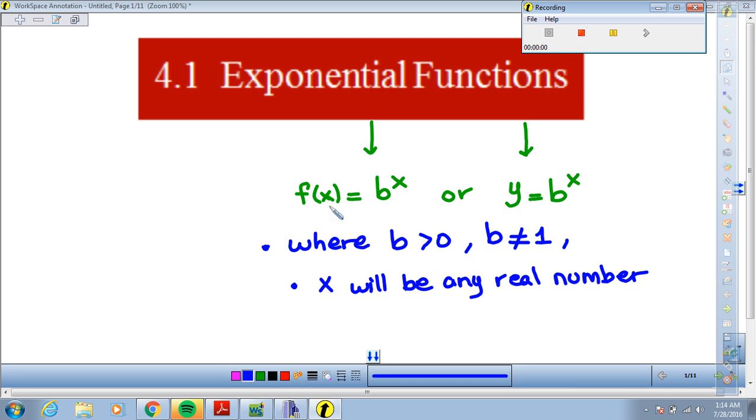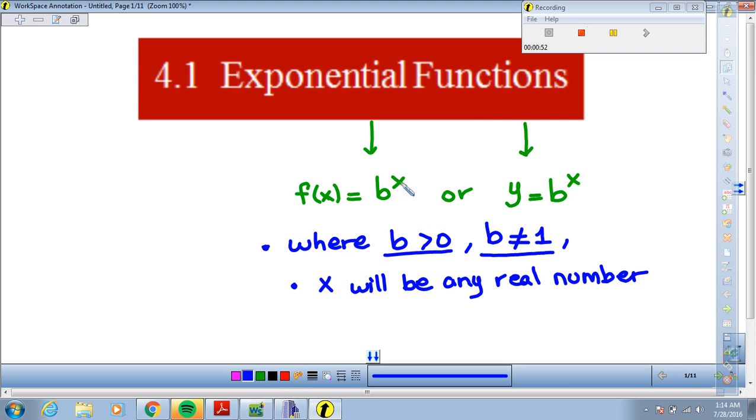The function may be written as f of x equals b to the x power, or y equals b to the x. You know that f of x and y is just a different way of writing the same thing. Specifically, b has to be a number greater than 0, and b can never be equal to 1. So b can be any number greater than 0, but b can never be 1.